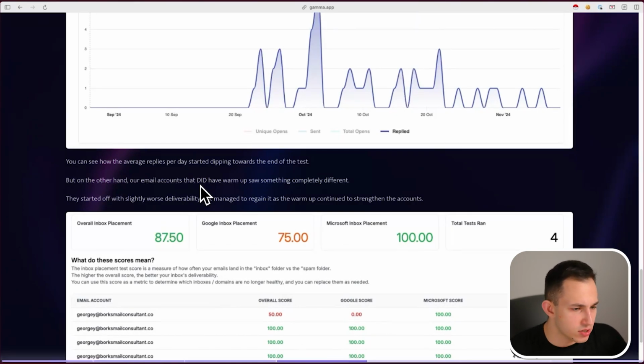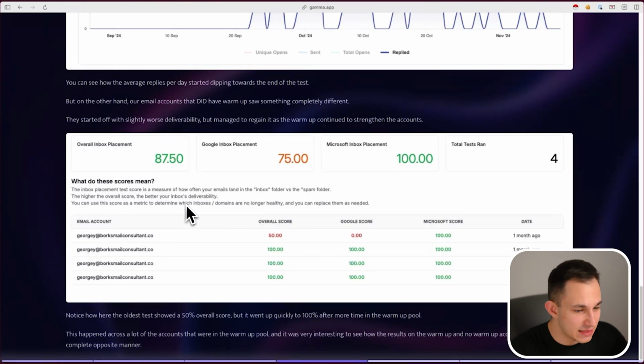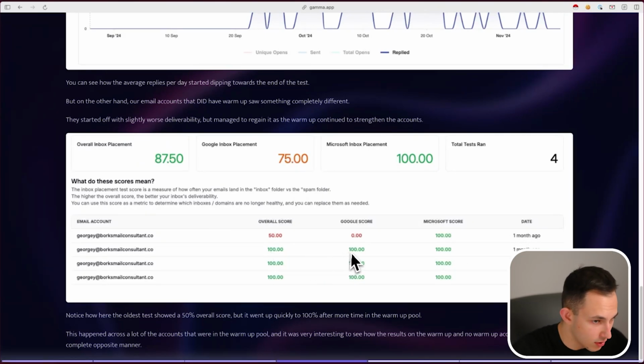And what was really interesting is the accounts that did have warm-up experienced the complete opposite effect when we were doing this test, right? So you can see right here, this email account did go through warm-up. And when we just started with our outreach, we had a 50% overall score with 0% on Google and 100% on Microsoft. But then after a couple days, we ended up going back to 100, back to 100, and back to 100, and maintained that for the duration of the test, right?